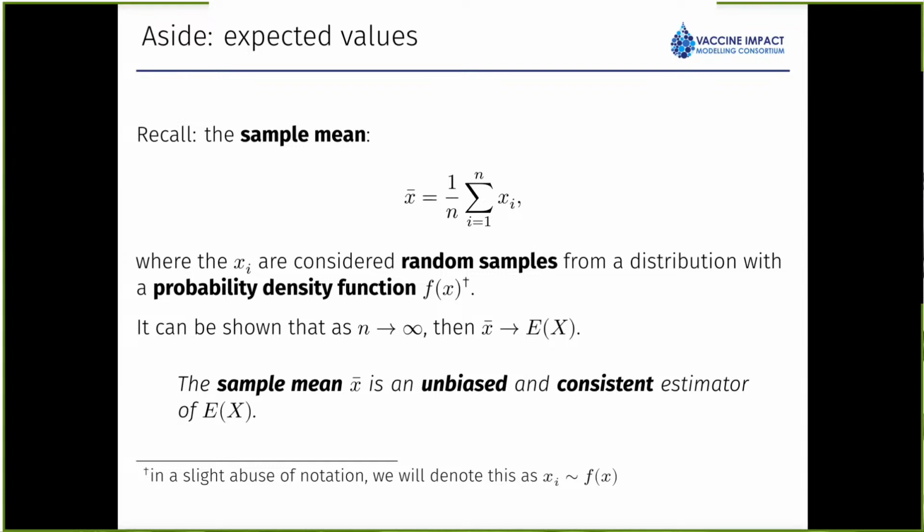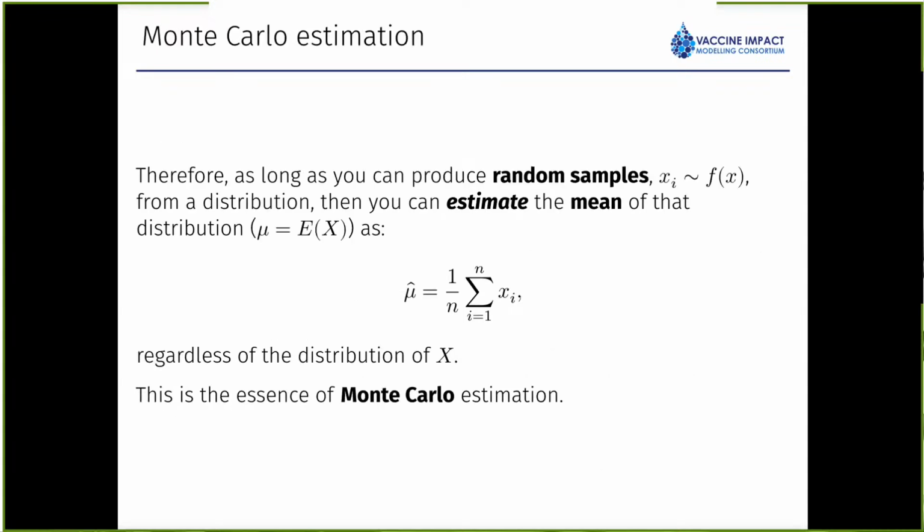And this underpins the idea of Monte Carlo simulation, okay? So the key thing is, as long as you can produce random samples from some distribution, then you can estimate the mean of that distribution as the sample mean of those random samples, okay? Now, of course, if I was collecting data, I wouldn't be generating random samples, right? I would just be assuming that every person I select at random is a random sample from the distribution of heights of a population. But we can apply the same idea to any probability distribution.